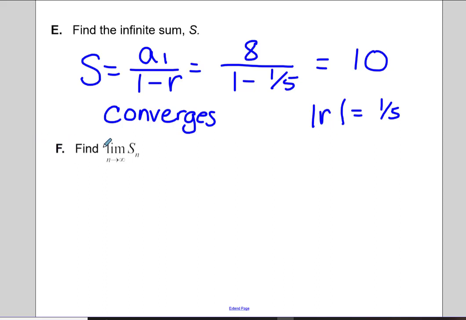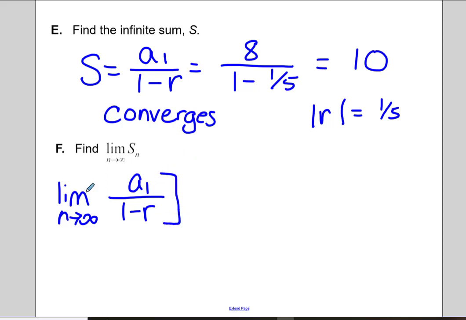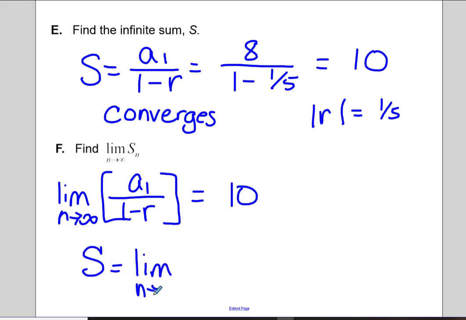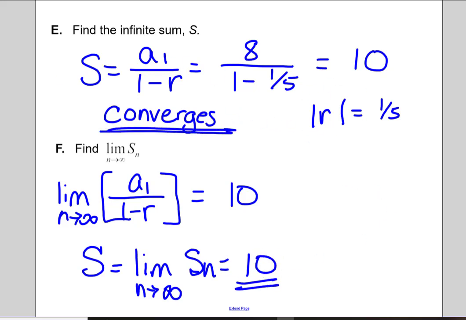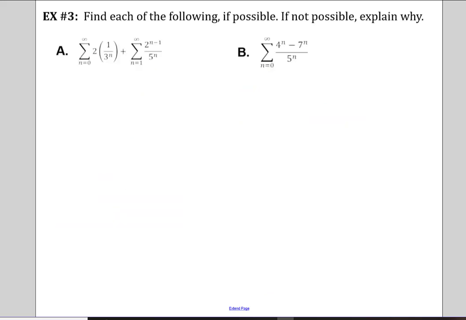On part F, we want to find the limit. So the limit as n approaches infinity, we said that would be a sub 1 over 1 minus r. And in this case, we know that it goes to 10. So the limit as n approaches infinity of our s sub n is going to be 10. And that backs up why we know we have convergent properties there.